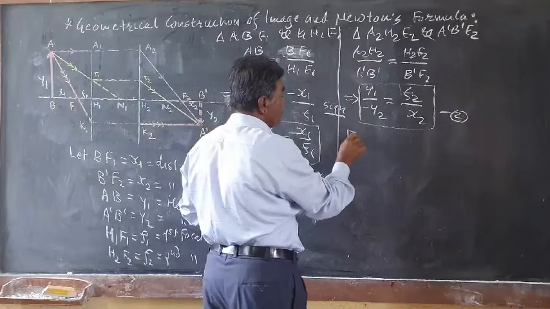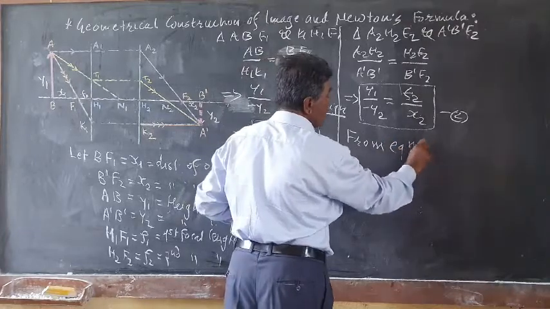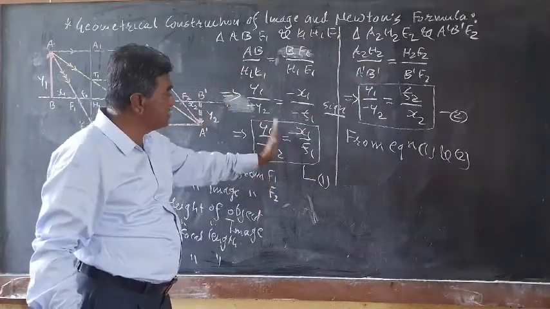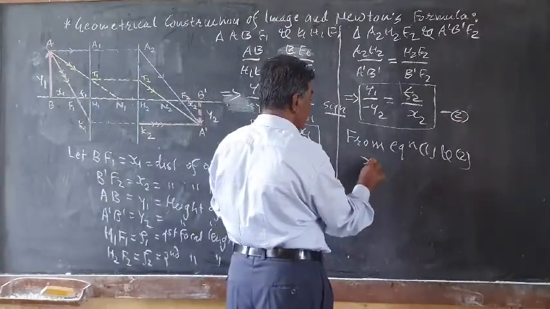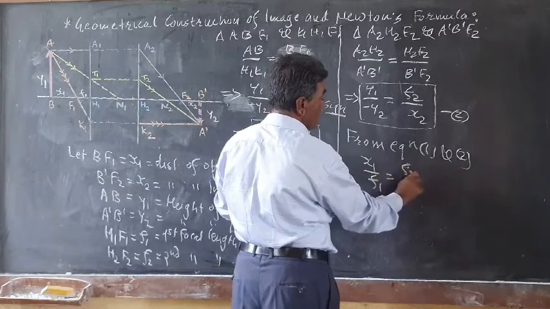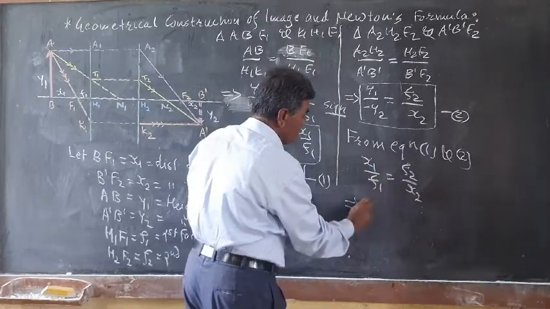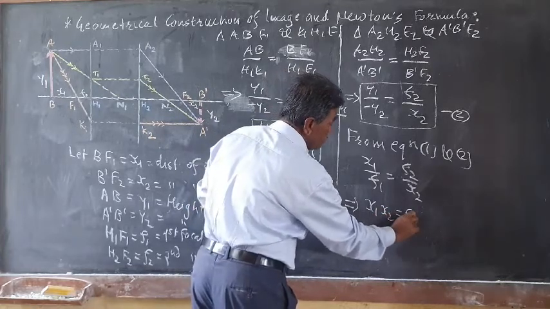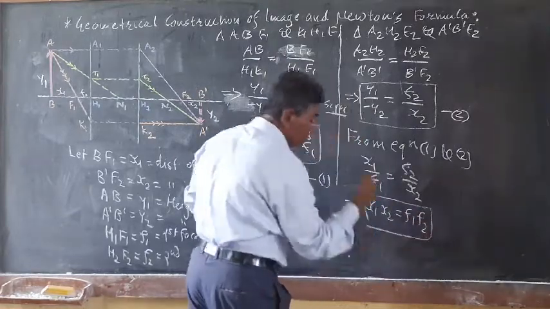Now from equations 1 and 2, what we can see is that the LHS sides are equal, so definitely the RHS must be equal. So x1 divided by f1 should be equal to f2 divided by x2. Taking the cross product, x1 into x2 will be equal to f1 into f2, and this is known as Newton's formula.